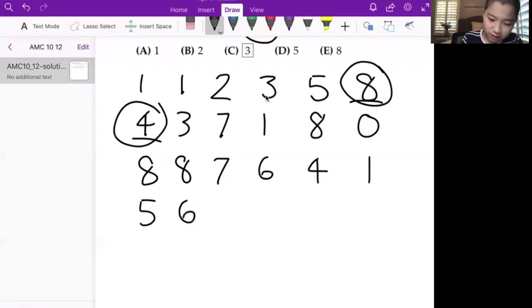1 plus 5 is 6. 5 plus 6 is 11. Minus 9, it would be 2. 6 plus 2 is 8. 2 plus 8 is 10. Minus 9, it will be 1. Then 8 plus 1 is 9, which would be 0.